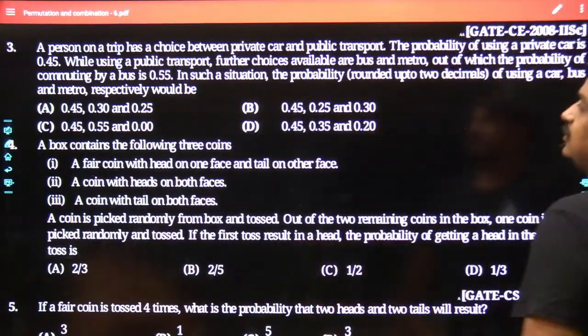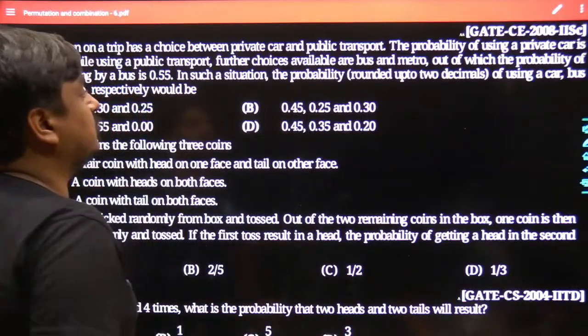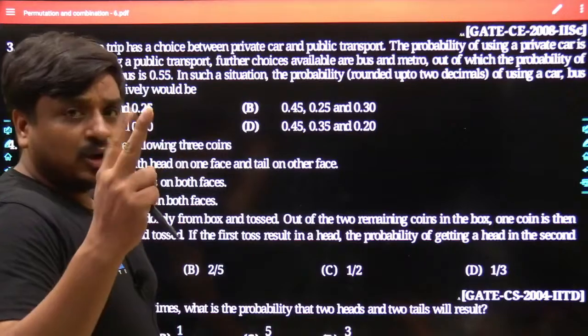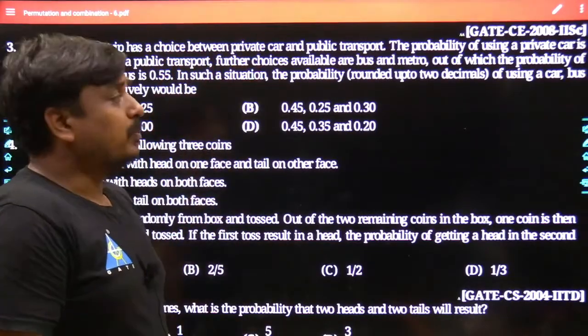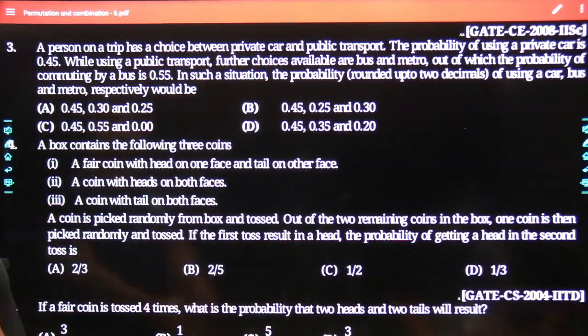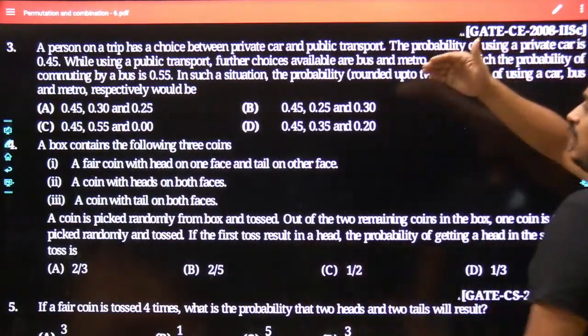What the problem states: a person on a trip has a choice between a private car and public transport. That means a person might be moving from one place to another. He has 2 different choices. Either he can travel by car, or he can travel by public transport. That's well and good. The probability of using a private car is 0.45. What does that mean? That means 45% of the time he chooses a car.